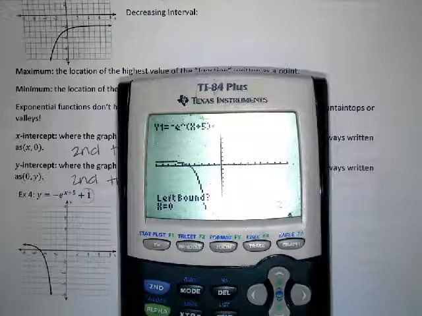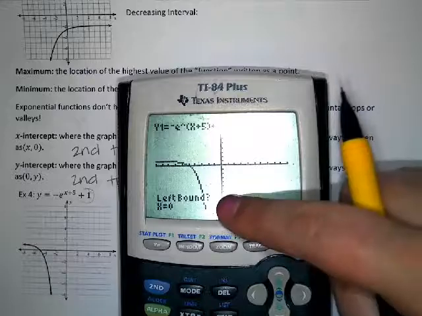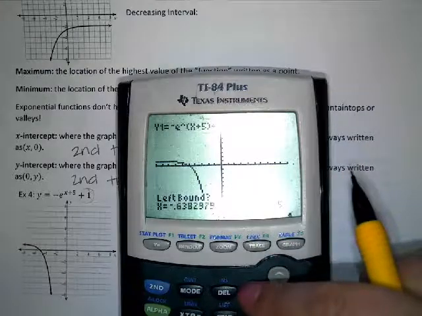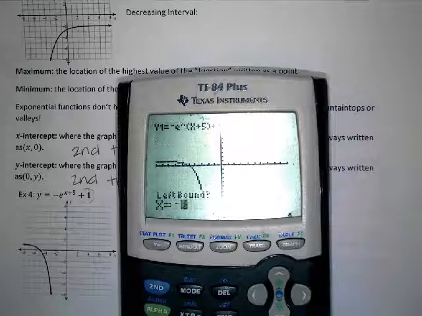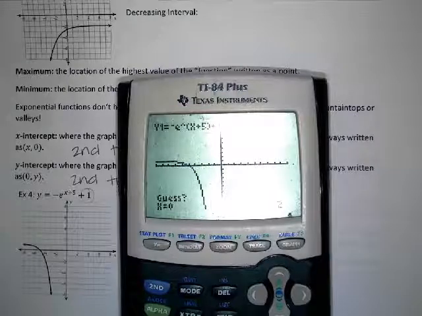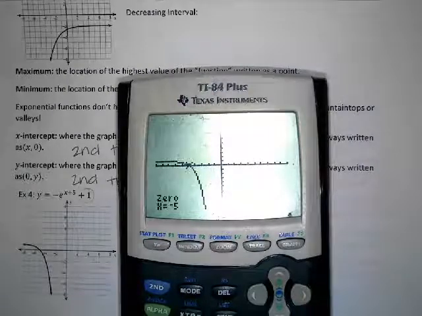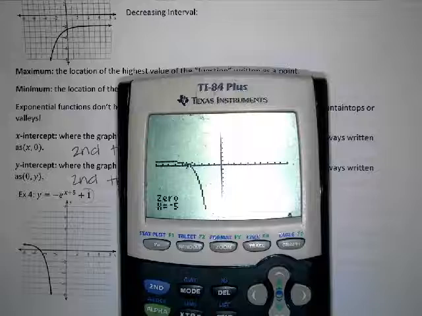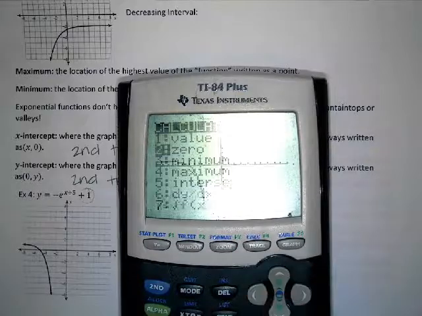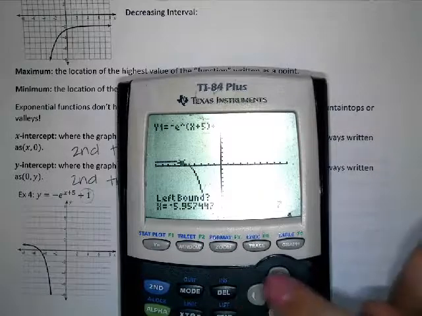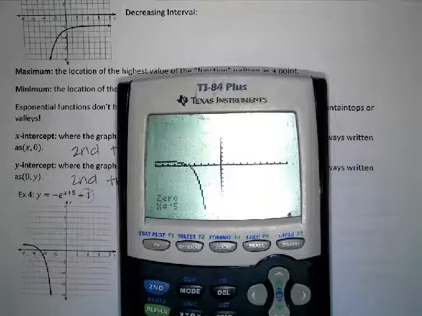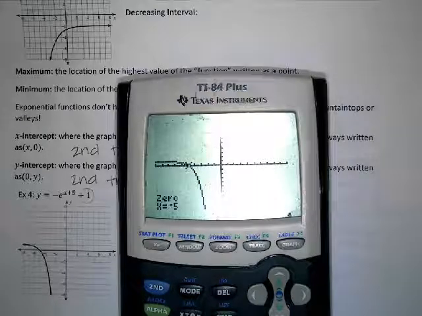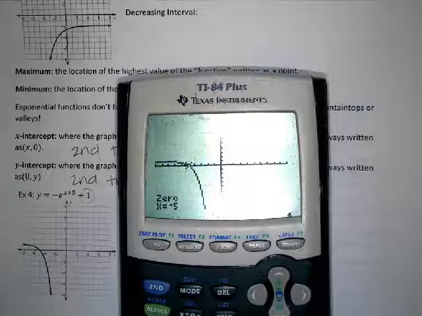So when it says left bound and right bound, you can do that with your cursor, or you can do that by typing numbers in. So we did it by typing in numbers. We told it to look between -10 and 0. And then we didn't have to move. The other option is you can do second trace number 2, and you can actually scroll and say, there's my left bound, there's my right bound, and the calculator can look for it that way. So you can either do it by moving, or you can do it by typing numbers in and having it look between those two numbers you typed.